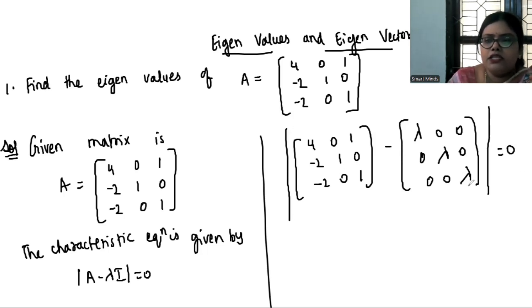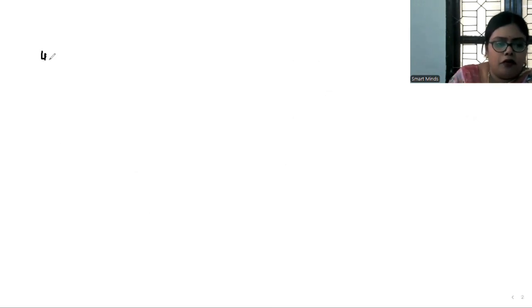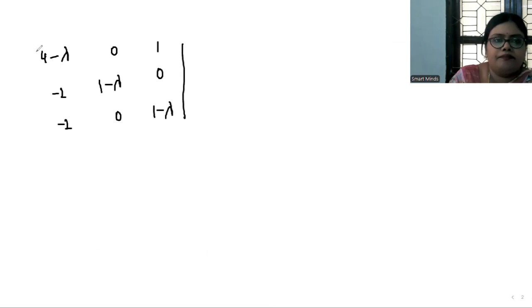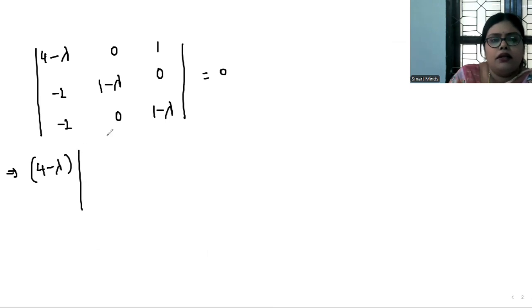Now let us subtract these two matrices. So you will get 4 minus lambda, 0, 1, minus 2, 1 minus lambda, 0, minus 2, 0, 1 minus lambda, is equal to 0. Now you expand the determinant. So first you take the first element, 4 minus lambda. Now you cross multiply this, so you will get 1 minus lambda whole square. Now 0 into anything is 0, so we are not doing anything with 0.